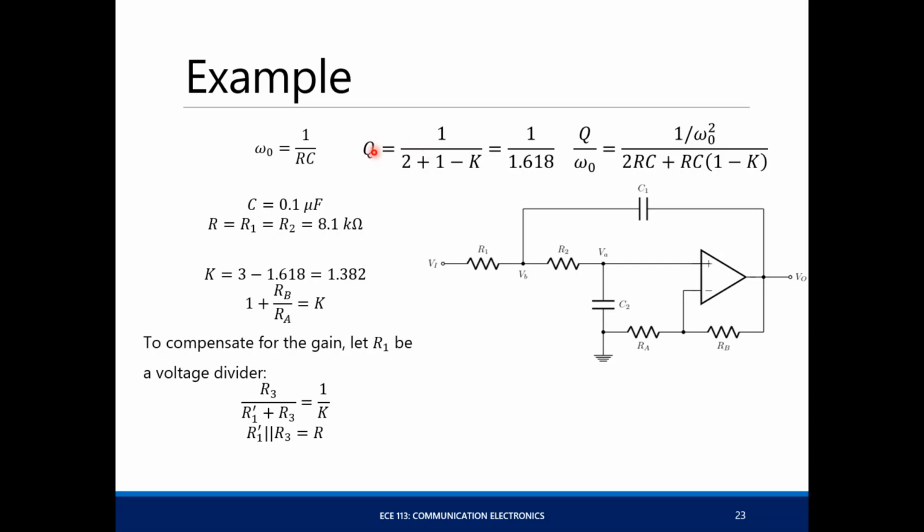To achieve a Q factor of 1.618, we solve for a gain K to make it possible. And with that, you can get this value for K, and you achieve a Q factor equal to that. Okay. To achieve a gain K, these resistors must be set properly.